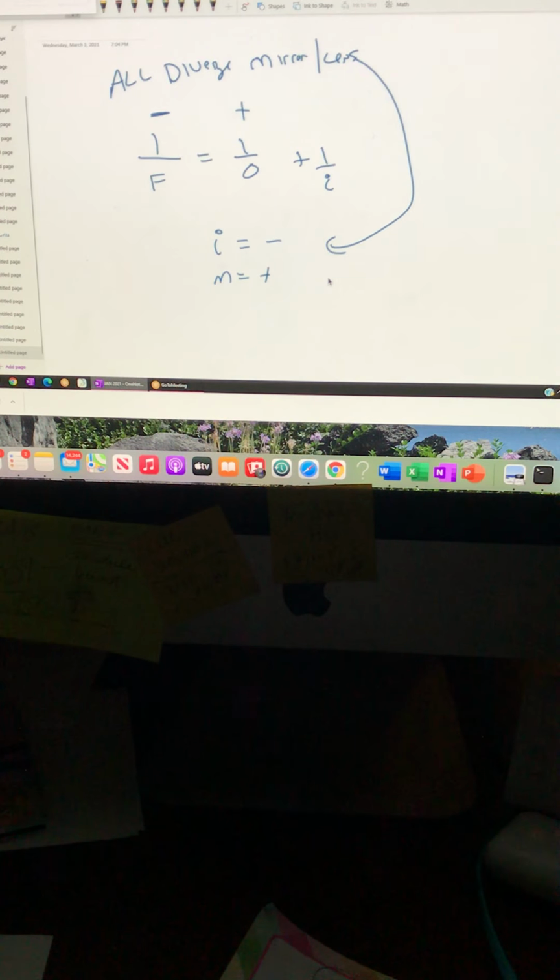And we know one more thing. Which term is bigger, the 1 over O term or the 1 over I term? If you had a positive and negative, the 1 over I term has to be bigger. That means I has to be smaller. Kind of weird, right? So anything diverging is virtual, erect, and reduced. Kind of interesting. I don't think I memorized it. I think I understand how to manipulate this. Got it? Erect, and the image is smaller, so it's reduced.